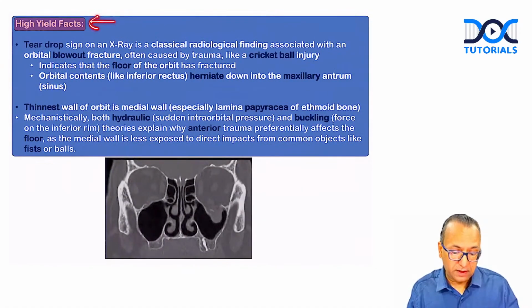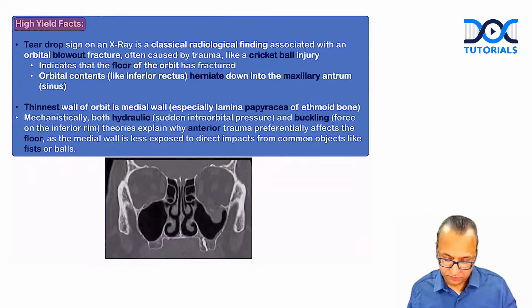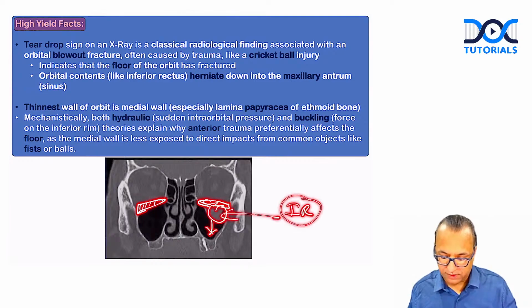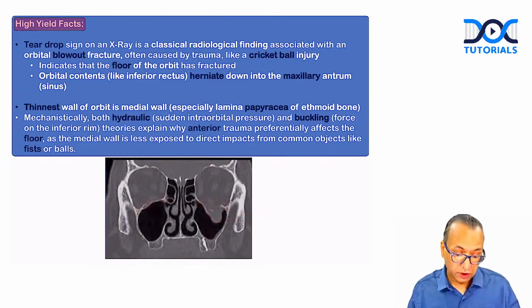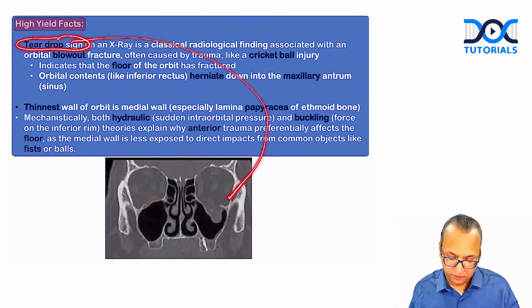Now, another question comes, which is, this is the floor of the orbit, but here you see the inferior rectus is moving into the maxillary antrum because there is a fracture at the floor. So the teardrop sign, that is what you are seeing here, teardrop sign.